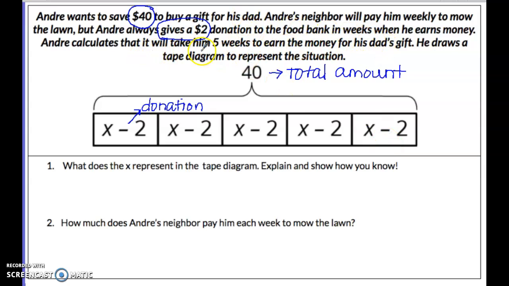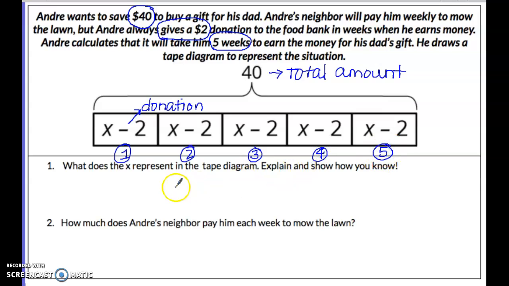It also says that it takes him 5 weeks to earn this money. That's a little bit harder to see, but I've noticed that this tape diagram is broken up into 5 different blocks. So 1 week, 2 weeks, 3 weeks, 4 weeks, 5 weeks.